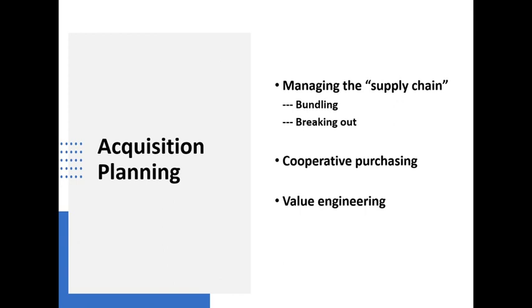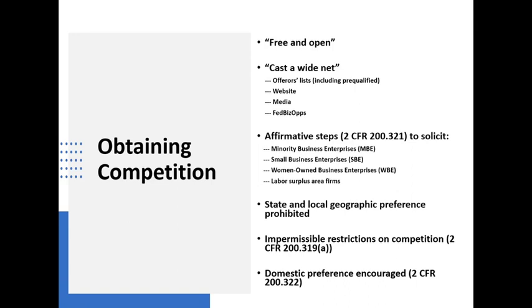Now, slide number 12 focuses on obtaining competition. And the term free and open competition is used throughout the federal regulations. The idea here is that you cast a wide net, and you can do so through a variety of means, including the creation of offerors lists. I think a lot of organizations are guilty of not thinking about who the marketplace is until they actually have to make a purchase.